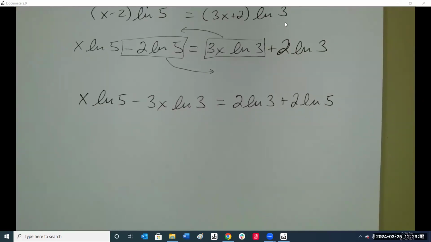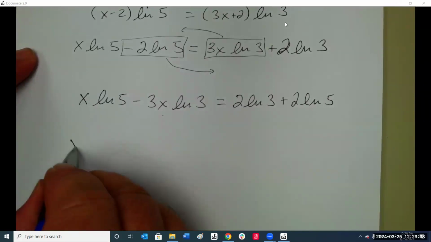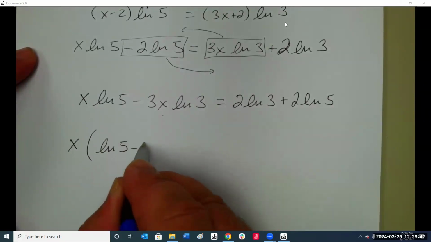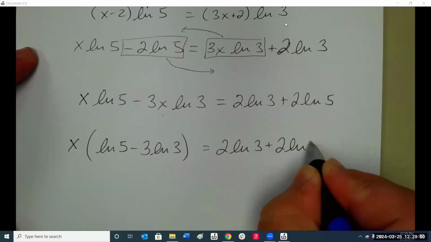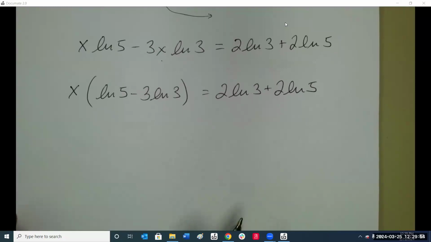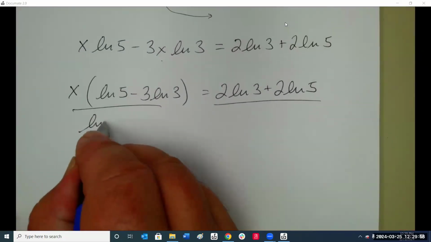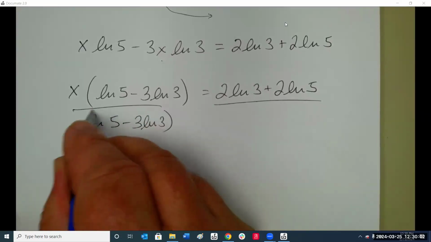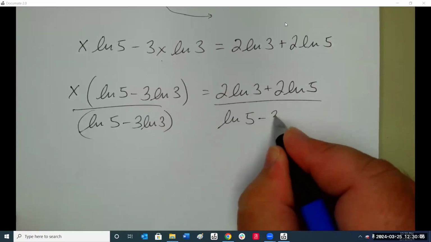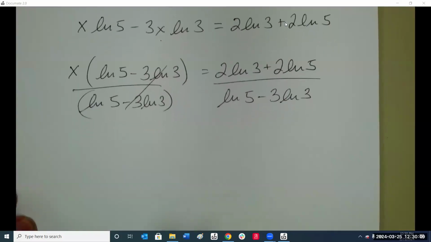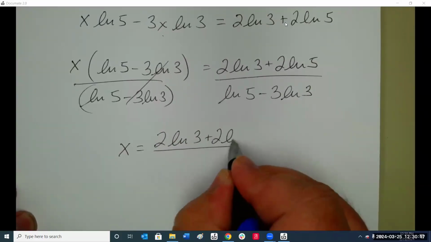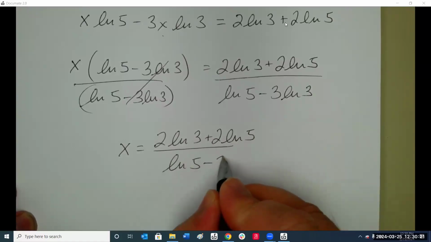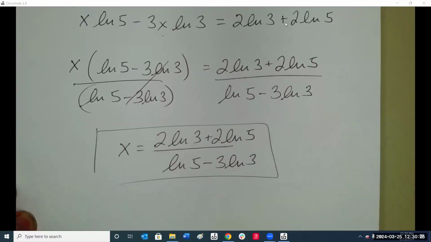How do we get the x alone? They both have an x, so we factor out the x. And then divide both sides. There's your answer.